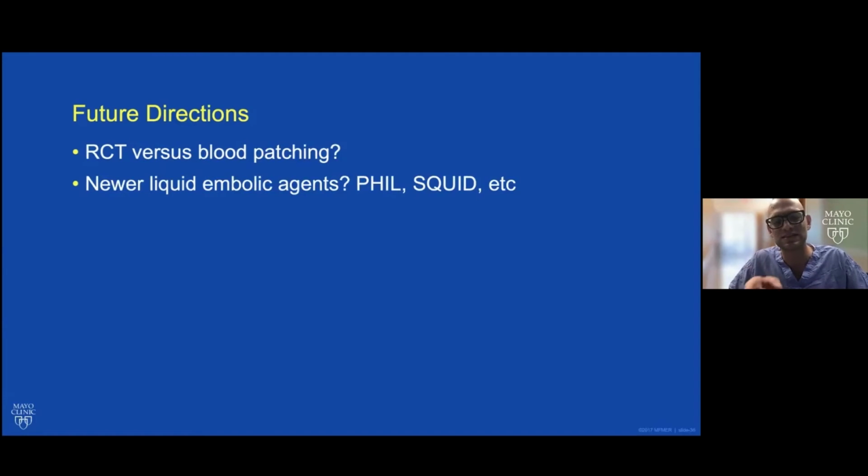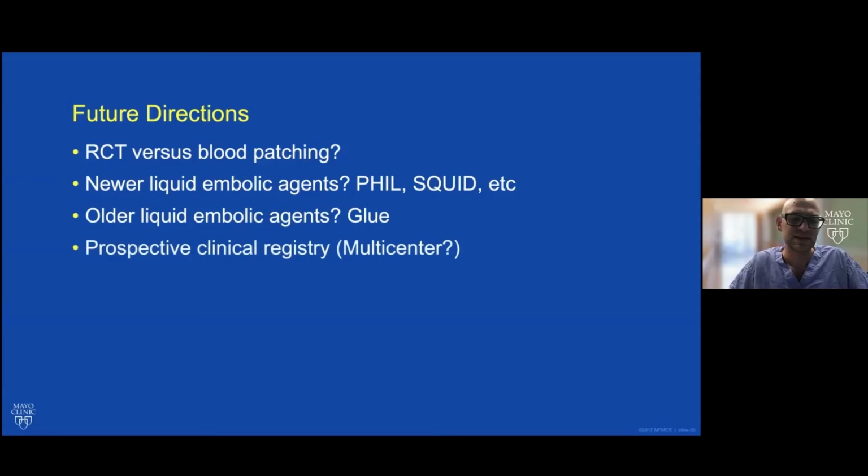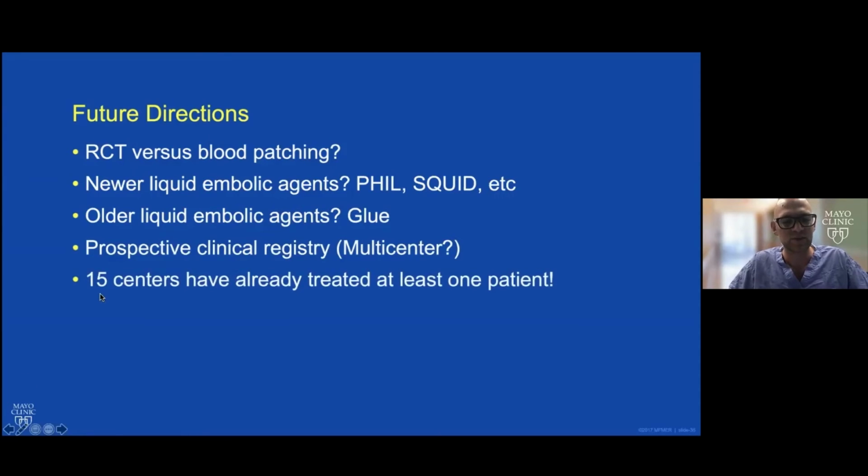I will say that you can see through Onyx on a DSM. Glue is a very cheap liquid embolic agent that can be used. And I've done a couple of patients with that now, and the results are pretty good. And then obviously clinical registries. And I will say that a lot of centers across the US and Europe have already treated at least one patient. And there's a lot of excitement regarding this approach among neurointerventionalists, of course.